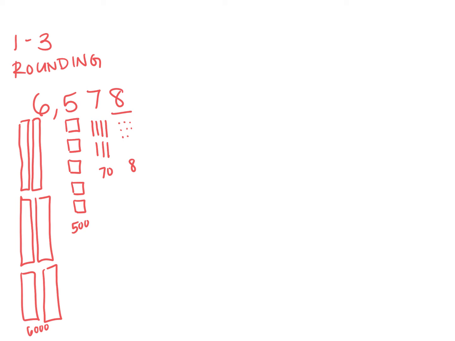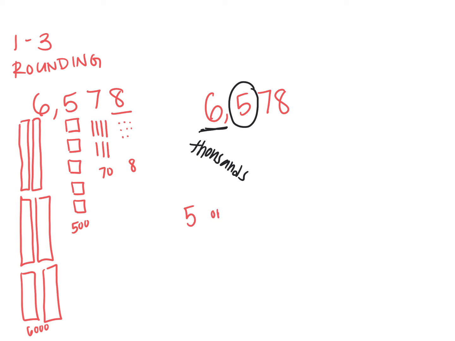All right. So if we are rounding to the nearest thousand, we're looking at 6,578. We're going to underline the 6 because that is our thousands place. And then we're going to circle the 5. The one that's circled tells us what the underlined number is going to do. When we look at the number, we're going to say 5 or more, add 1 more. 4 or less, let it rest.